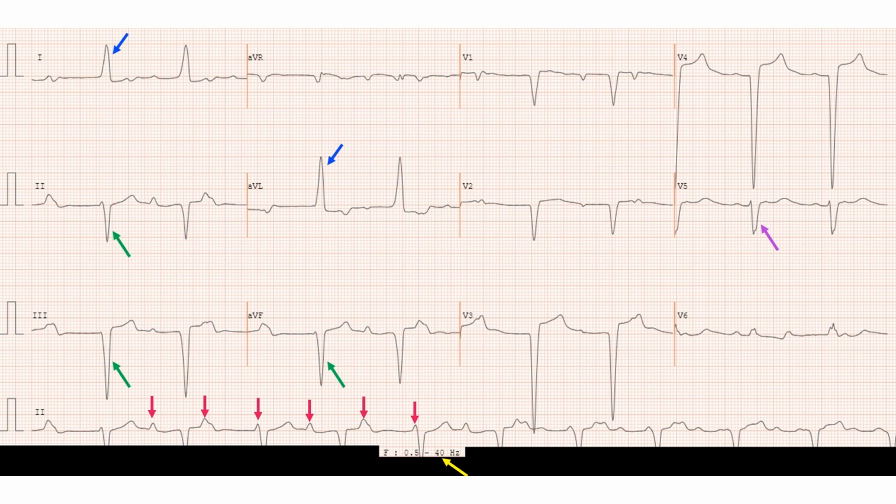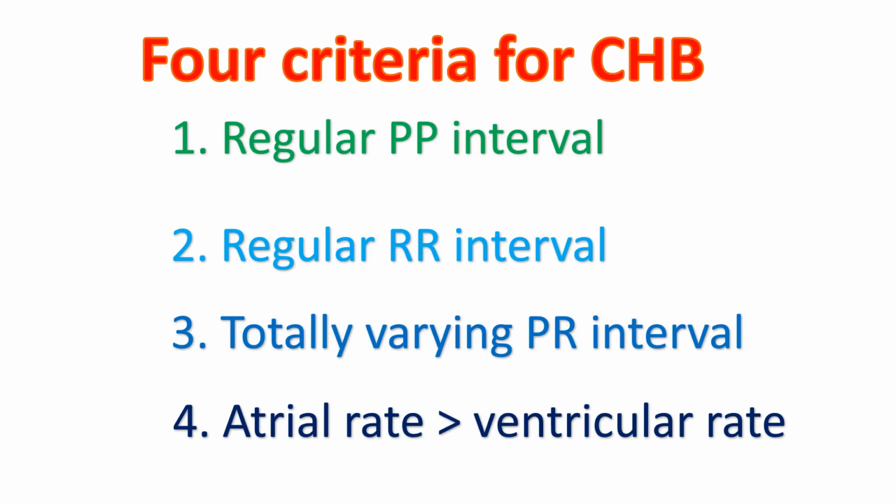The PR interval can be seen as varying on scrutiny of multiple beats, but the PP interval is constant, red arrows. Atrial rate is higher than the ventricular rate. PP interval is shorter than RR interval. Hence, the four criteria for complete heart block are satisfied: regular PP interval, regular RR interval, totally varying PR interval, atrial rate higher than ventricular rate.